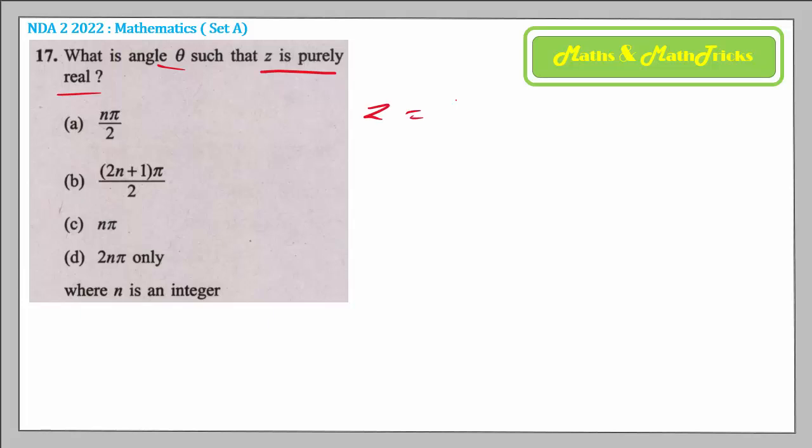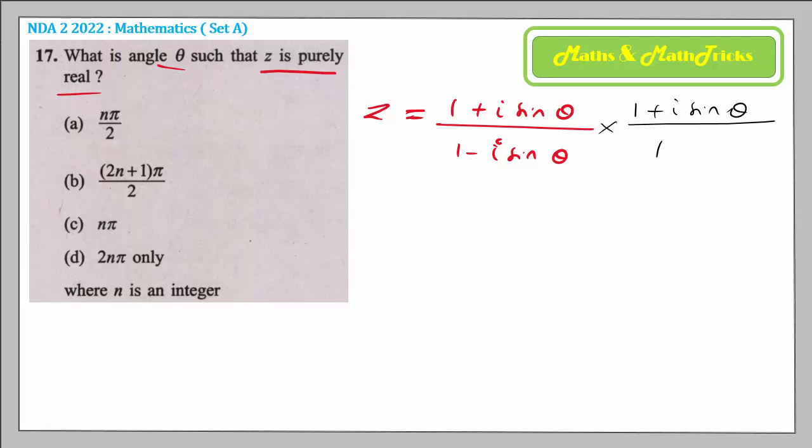Now what was Z? Let me copy it down for you. It was (1 plus i sin theta) upon (1 minus i sin theta), which is like a division of two complex numbers. And you are asked to check for what theta this will be purely real. So you have to first give the standard form to this complex number. So do the conjugation: 1 plus i sin theta, multiply and divide.